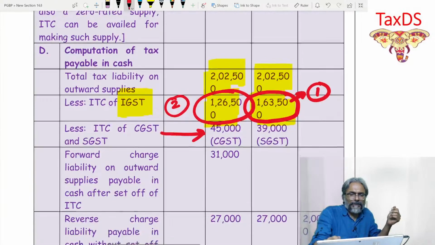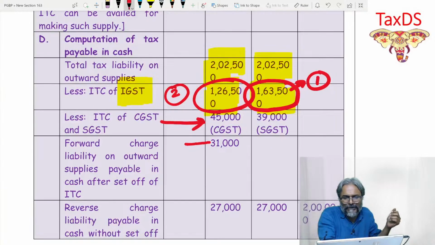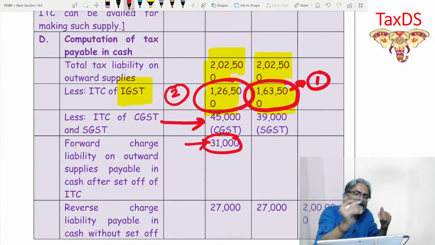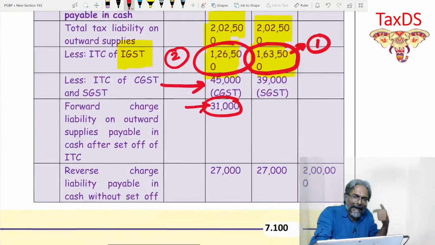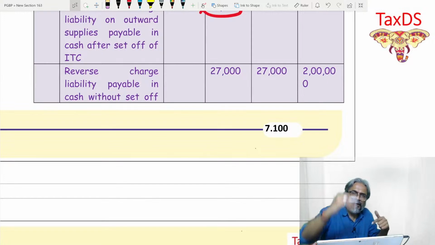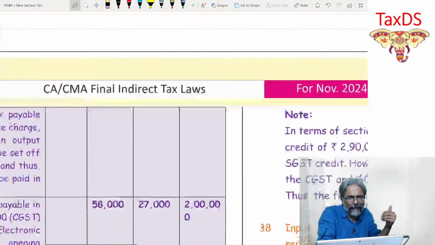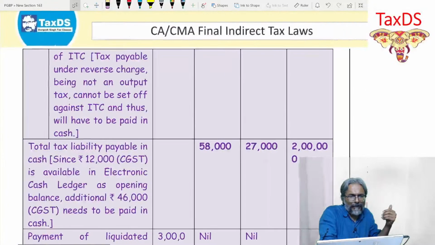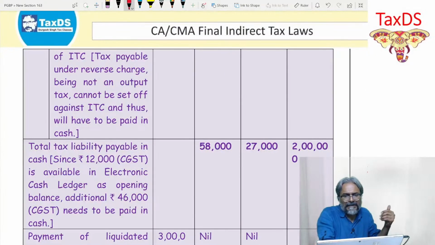So in this question, students, the forward charge liability towards outward is 31,000. SGST is fully adjusted, but CGST, 31,000, is still there. And now I'll add my reverse charge liabilities. All the reverse charge liability as per the statement. In this case, it is a statement. Otherwise, you will add 1, 2, 3, and 4 in this context. So now the total liability in this case is CGST 58,000.